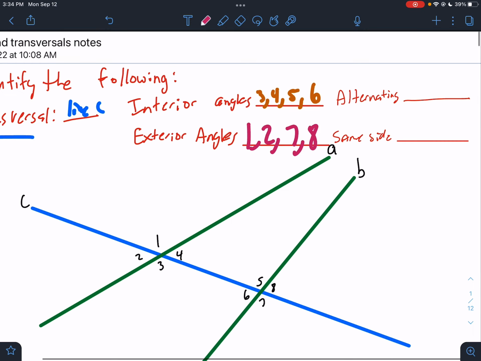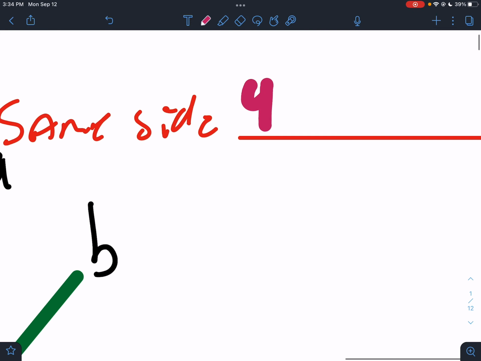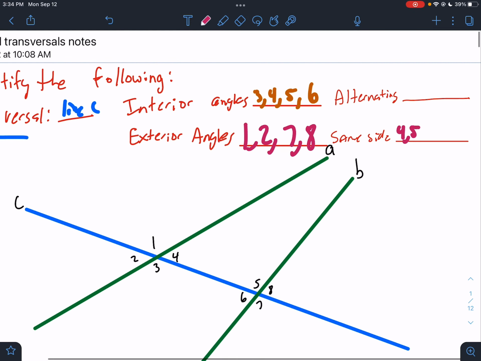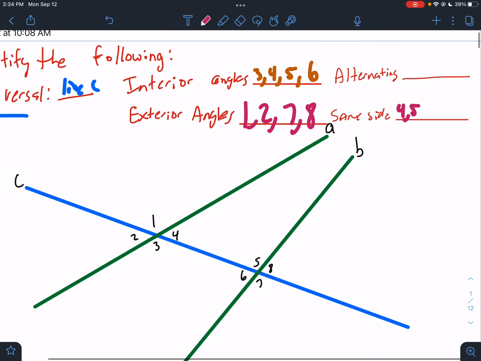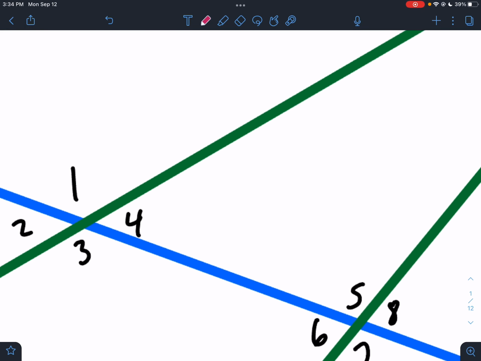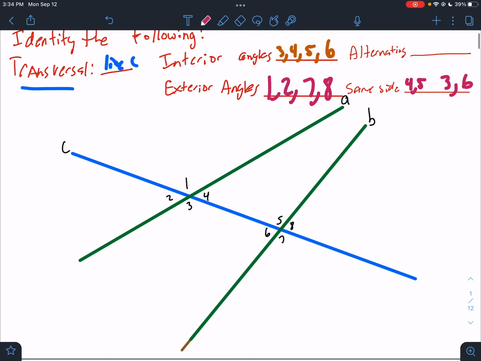So I'm going to list these in pairs. So like 4 and 5 would be same side. 3 and 6 would be same side. We can also go outside and same. So those are on the inside and same side. But how about like 1 and 8? Those are on the same side as well.